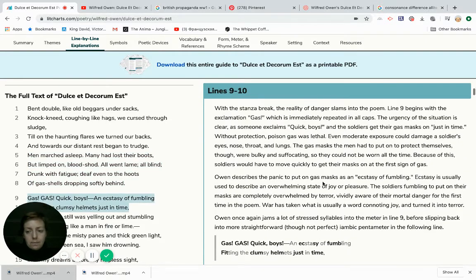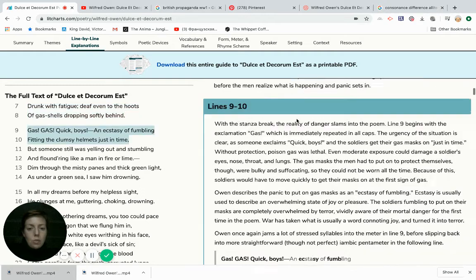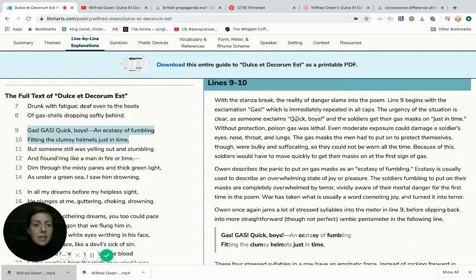Lines 9 to 10. Gas, gas, quick boys, an ecstasy of fumbling, fitting the clumsy helmets just in time. Okay, so with a stanza break, the reality of danger slams into the poem. Line 9 begins with the exclamation gas, which is immediately repeated in all caps. The urgency of the situation is clear, as someone exclaims, "Quick, boys," and the soldiers get their gas masks on just in time. Without protection, poison gas was lethal.